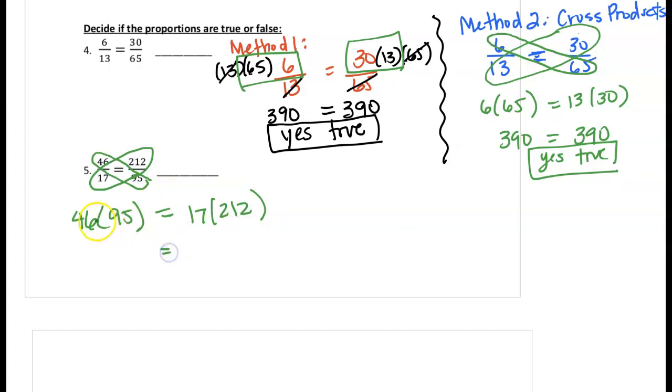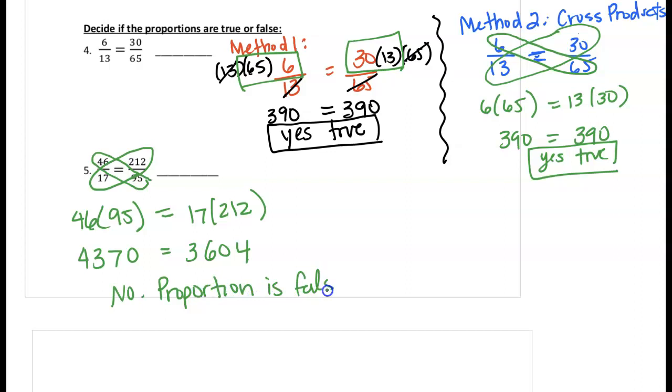On the left-hand side, 46 times 95 would be 4,370. On the right-hand side, 17 times 212 is 3,604. So because these are not equal, no, the proportion is false. Not true.